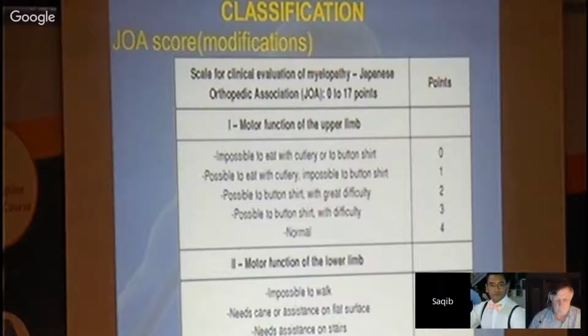Another score is the Japanese Orthopedic Association score, 0 to 17 points, and here, unlike the Nurick, you need to get more points. So the patient is good when the score is close to 17, but not close to 0. Nurick was good close to 0. This is good close to 17.